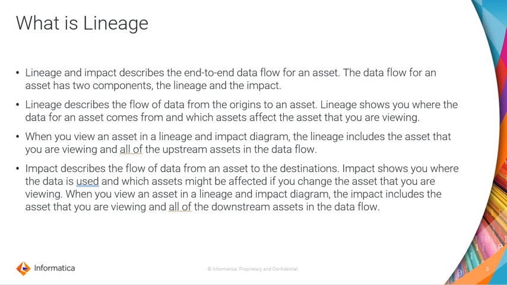Impact, on the other side, describes the flow of the data from an asset to the destinations. Impact shows where the data is used and which assets might be affected if there is a change to the asset that you are viewing. When you view an asset in a lineage and impact diagram, the impact includes the asset that you're viewing and all of the downstream assets in the data flow.